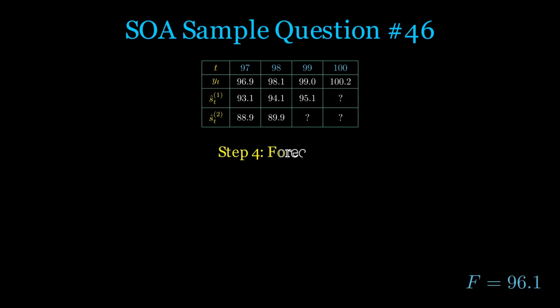Now step 4, forecasting G for time 102. Since our data ends at time 100, we are forecasting L equals 2 steps ahead. We take our intercept of 100.3 and add 2 times our slope of 1.05. This results in a final forecast of 102.4.